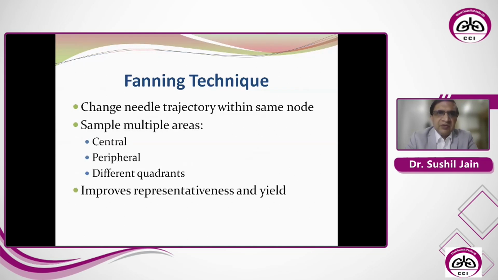The other technique which is used is the fanning technique. In this, we change the needle trajectory within the same node. We sample multiple areas, including central, peripheral, and different quadrants. It improves the representativeness and the yield of the procedure. So this technique is very often utilized by people who have been doing EBUS, and this technique helps to get a better diagnostic yield.